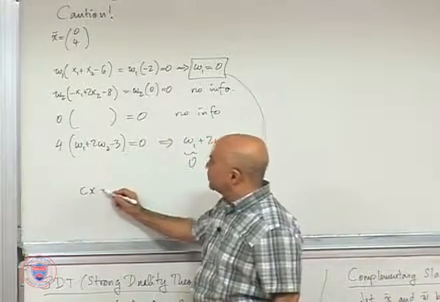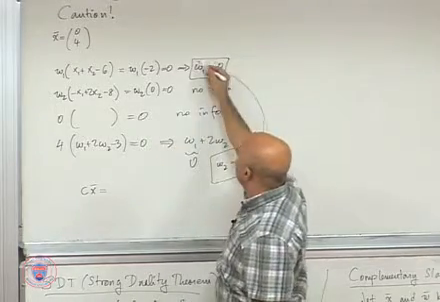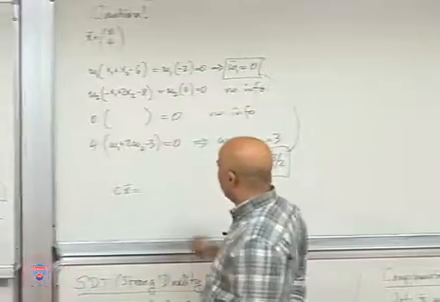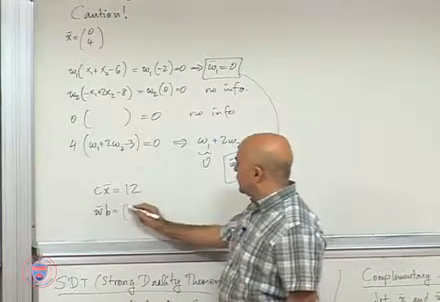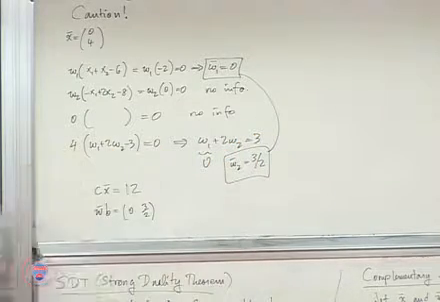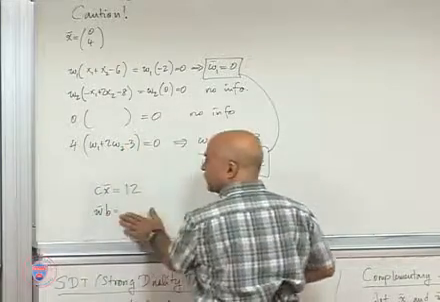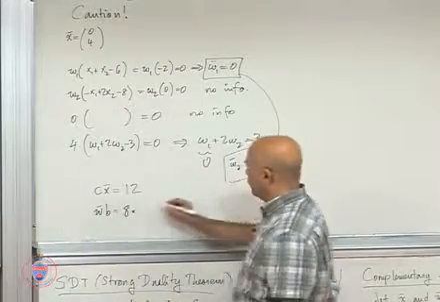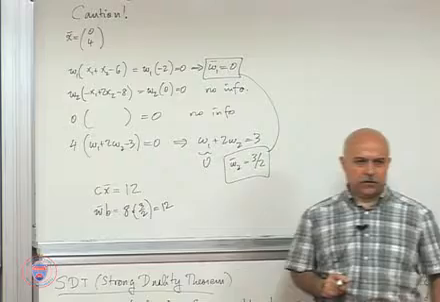Let's look at the Cx value. How much is it? Let's make these bars. How much is C x bar? 12. How much is W bar B? W bar is 0 and 3 over 2, and b is 6 and 8. So 6 times 0 plus 8 times 3 over 2. How much is that? 12. So the objective values are also equal.